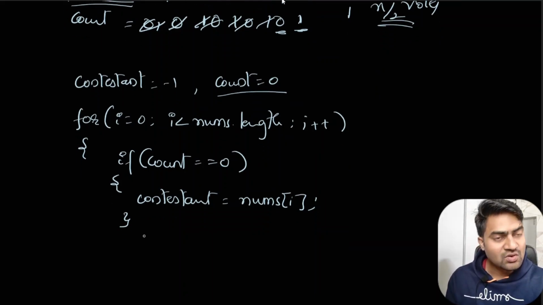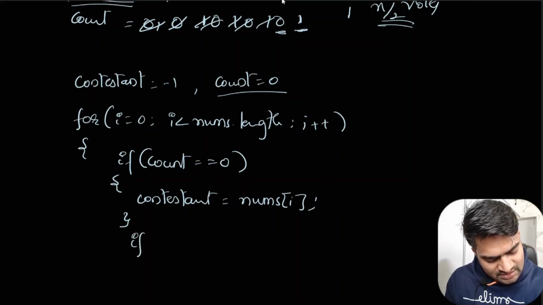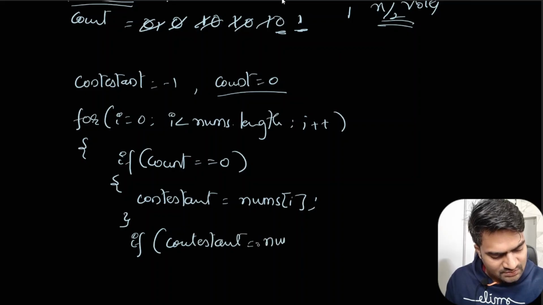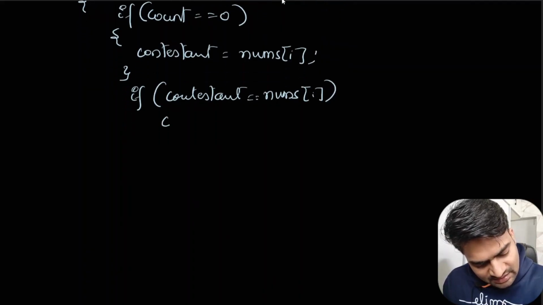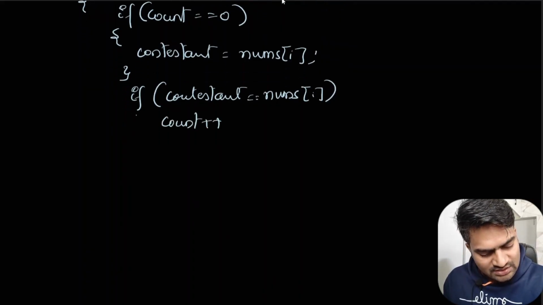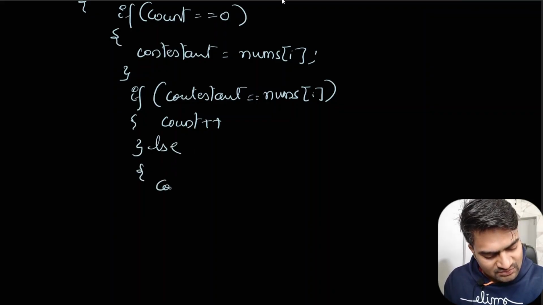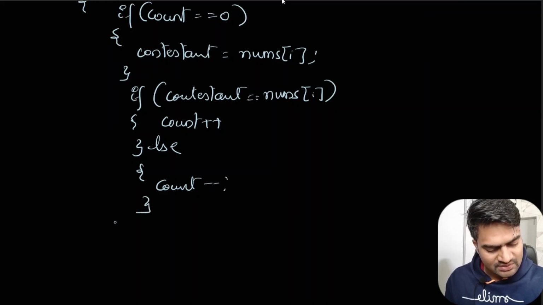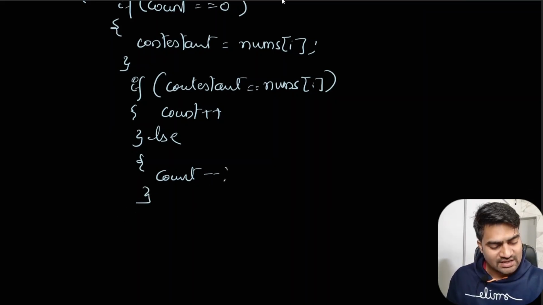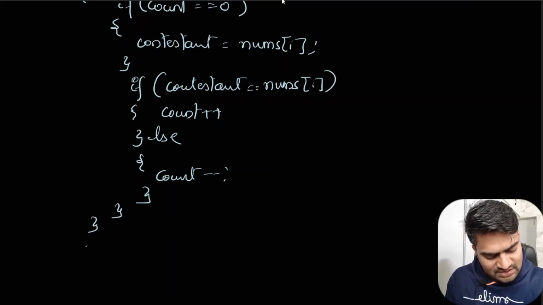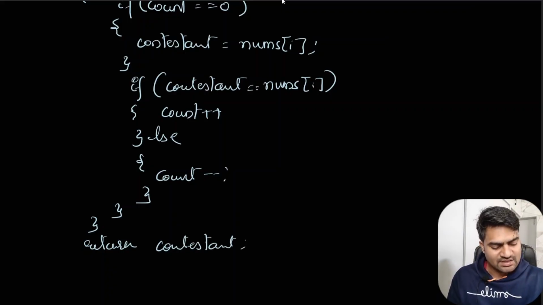Okay, so if that is not the case, as the usual step, we need to increase or decrease the count. So if our contestant is equal to nums of i, then I will increase my count. If that is not the case, then I have to decrease the count, minus. Okay, so this way at the end, you just need to return the contestant. So this way we will get the majority element.